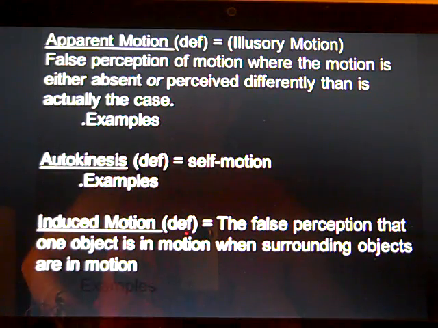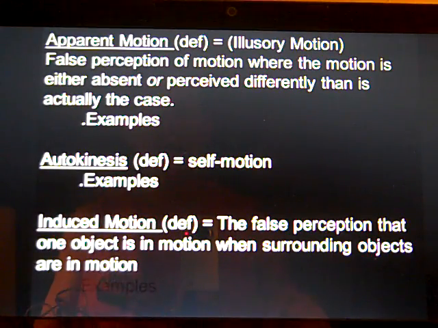And here's the last installment on the unit for sensation and perception. We're going to add one more threshold to our list of thresholds that we've talked about here in just a second. We want to talk about apparent motion first. Now, apparent motion or illusory motion, this is the false perception of motion, where the motion is either absent or perceived differently than it is. And I'll give you some examples.